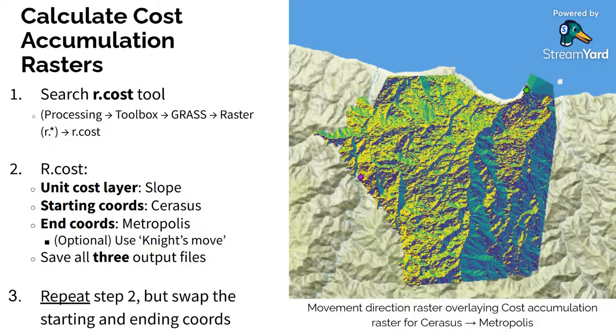And then we want to save all three of the output files. The output files are the accumulated cost, a movement direction raster, and a cost allocation raster. That will make three rasters. What you can see right here is the movement direction raster, which looks sort of like this hillshade overlaying the cost accumulation raster, which has these colors on it.